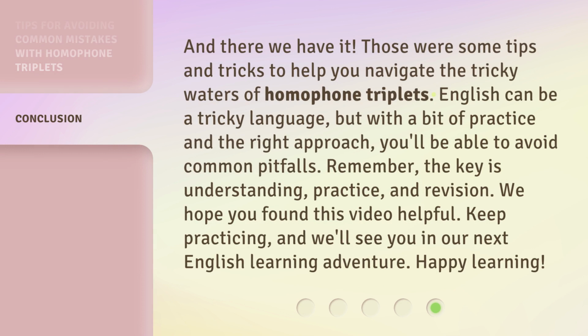And there we have it. Those were some tips and tricks to help you navigate the tricky waters of homophone triplets. English can be a tricky language, but with a bit of practice and the right approach, you'll be able to avoid common pitfalls. Remember, the key is understanding, practice, and revision.